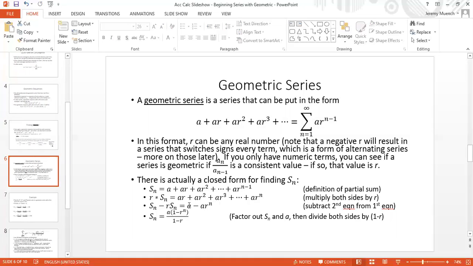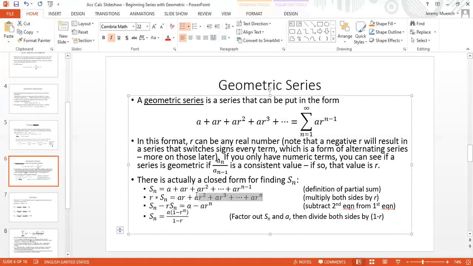Now, the reason for this is if I'm subtracting this from this, then all these terms from here to here are going to cancel with all of these. A doesn't have anything to cancel with, so it gets stuck there. AR minus AR, AR squared minus AR squared, AR cubed minus AR cubed, and so on, AR to the n minus 1 minus AR to the n minus 1. And then there's nothing for AR to the n to cancel with, so we just get stuck with minus AR to the n. So here we have A minus AR to the n.